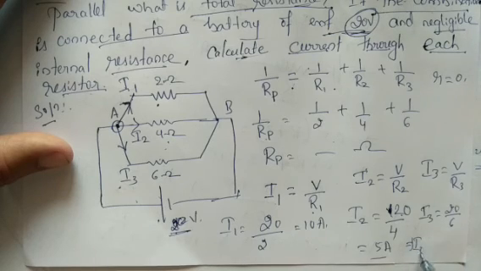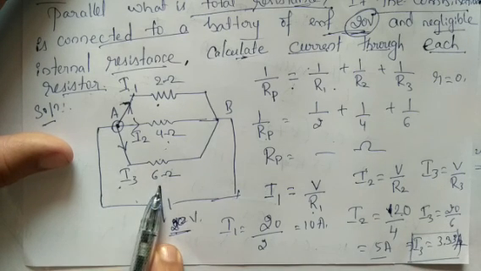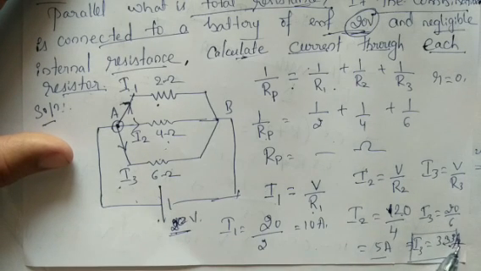This implies I3 is 3.33, sorry, amperes. So the total electric current through the third resistor is 3.33 amperes, in the first resistor it is 10 amperes, and in the second resistor it is 5 amperes.